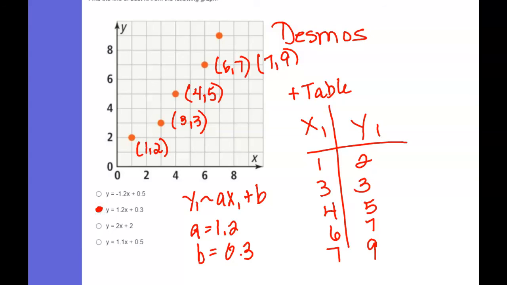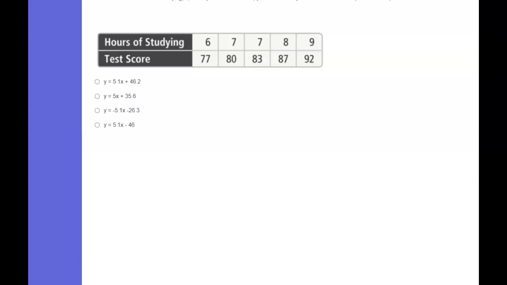Okay, so the next one that you're going to do, your inputs would be the hours of studying, and your test scores would be here. When you put those into Desmos, same way, you're going to add the table, except your inputs are going to be 6, 7, 7, 8, 9 for your x1, and then your y1 would be 77, 80, 83, 87, 92. So in that case, your a value is going to be equal to 5.1, and your b value is going to be 46.2. So if you do it right, that would be your answer right there.